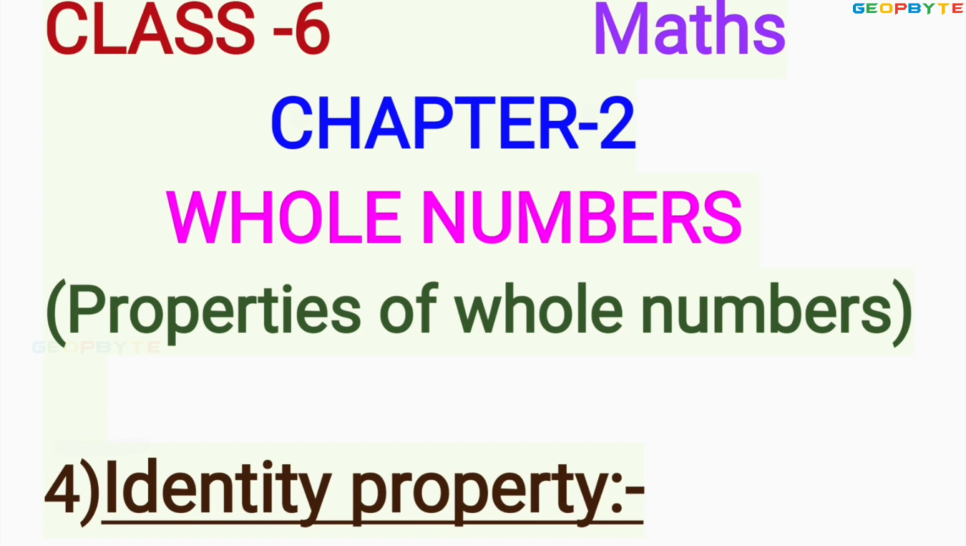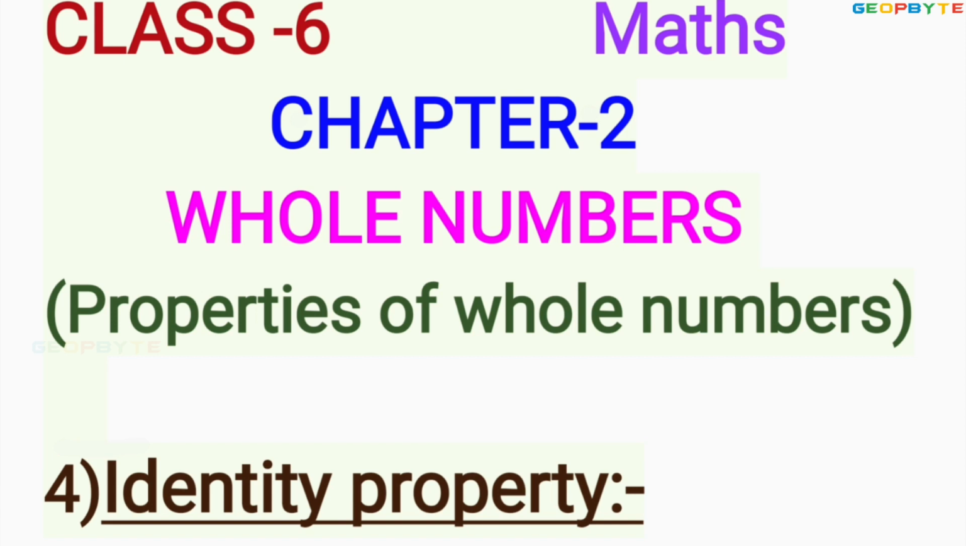In this video, let us discuss the remaining properties of whole numbers. We have discussed a few properties of whole numbers in the last video, namely the closure property, the commutative property, and the associative property. The remaining properties we will discuss clearly in this particular video. I hope all of you have gone through the previous video.